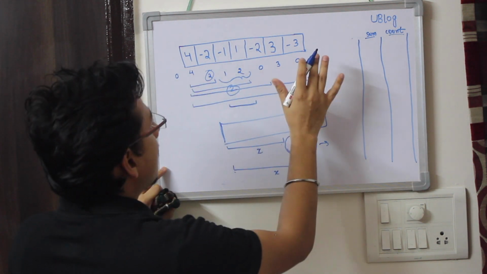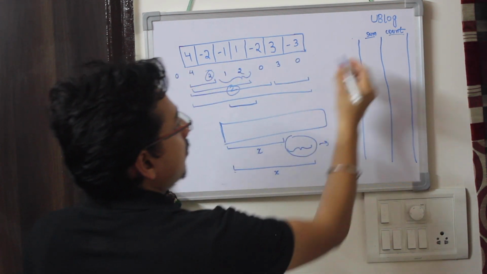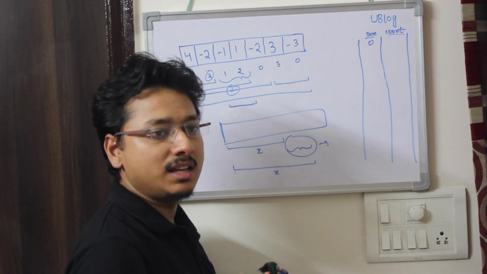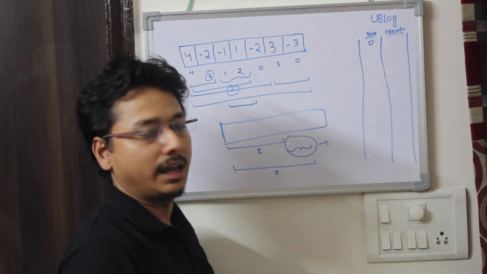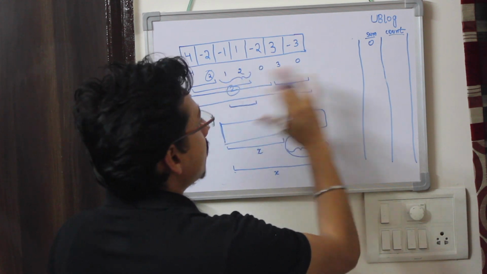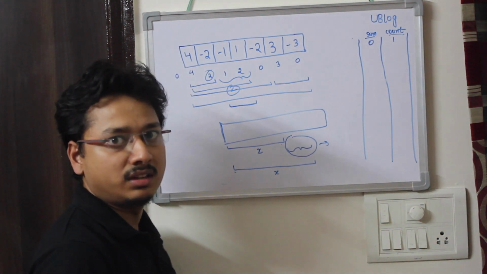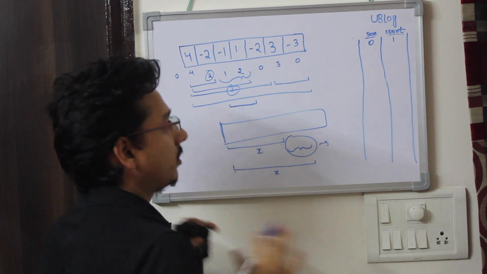So basically, before starting the array, the sum is 0 and I have seen this sum. This count variable is how many times I have seen this sum in the array. Till now I have not started, so the sum 0 is seen once. I have seen the sum as 0 once, not again.